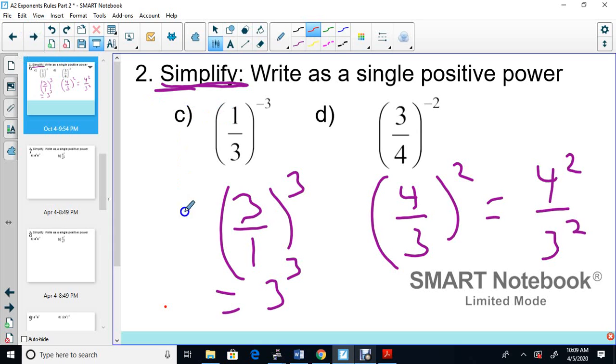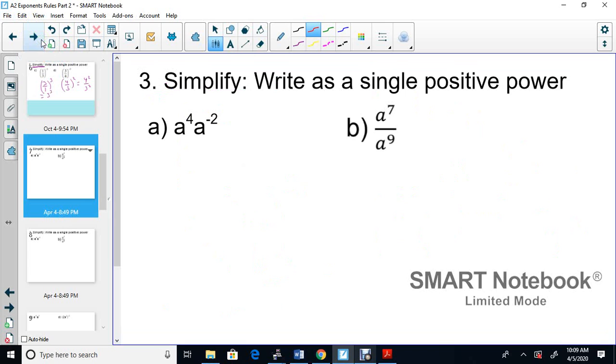So here's where we stopped the video before. So now we're going to continue. We're going to go to question 3. So here I'm going to start off: simplify, writing as a single positive exponent.